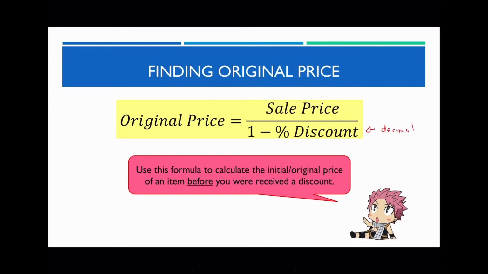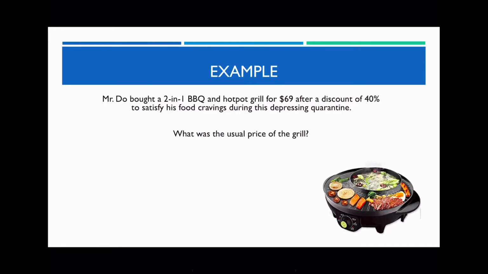Now, we're going to be looking at a few examples over here. So the first question is, Mr. Doe bought a 2-in-1 barbecue and a hot pot grill for $69 after a discount of 40% to satisfy his food cravings during this depressing quarantine period. What was the usual price of the grill? So this is the 2-in-1 barbecue and hot pot grill over here. So we're trying to find out what is the original price.